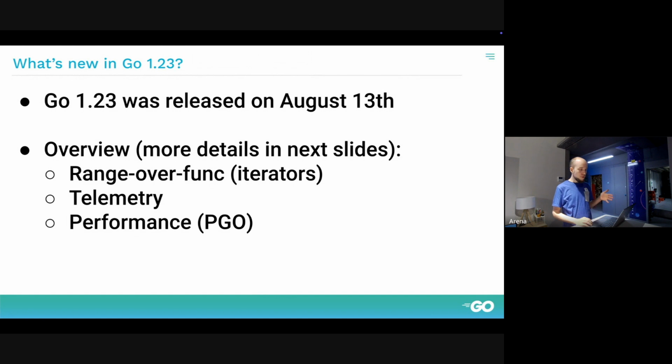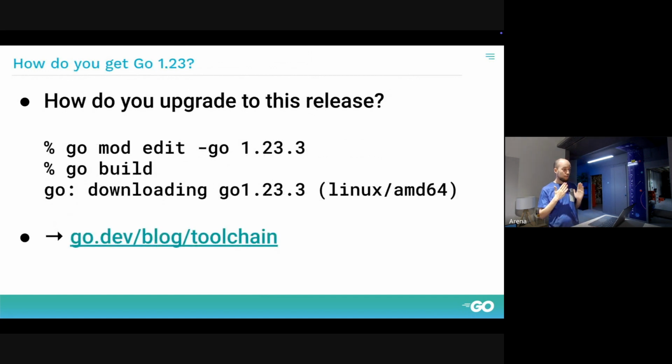The overview I want to give you picks out just a couple of things because there's way too much stuff happening to put it into any sort of reasonable time limit. I will briefly talk to you about range over func, also known as iterators, telemetry, and then lastly, performance in the form of PGO. But before we go there, first of all, how do you upgrade to this release?